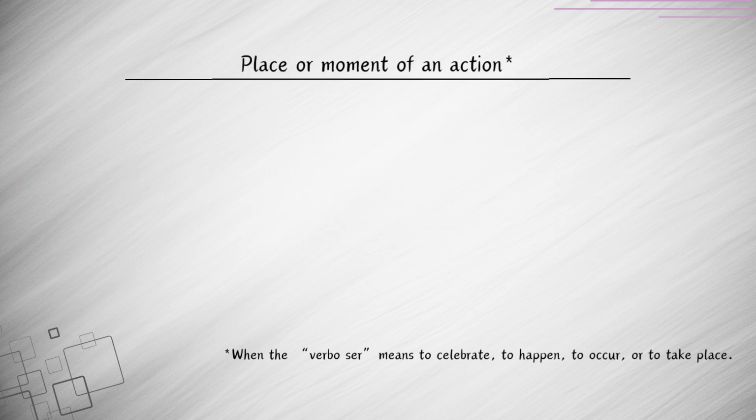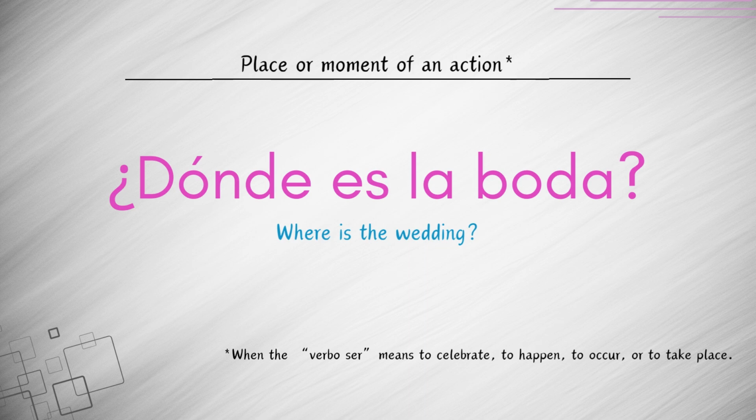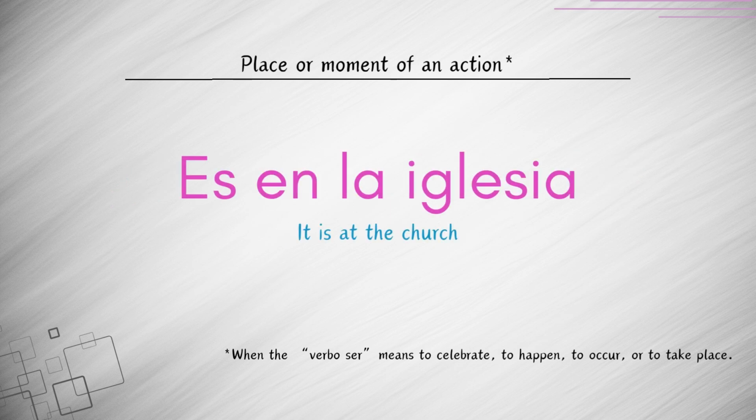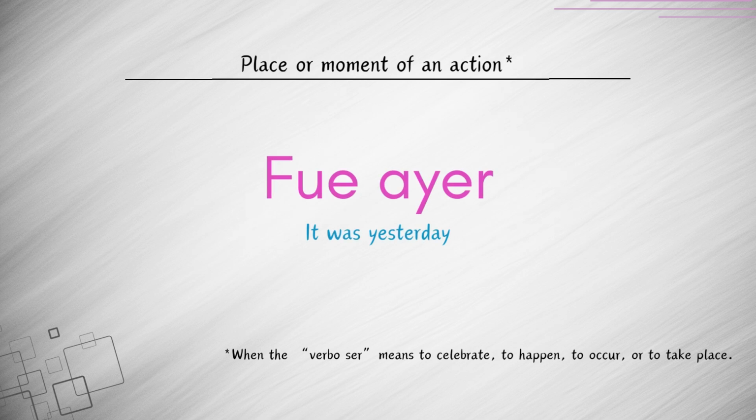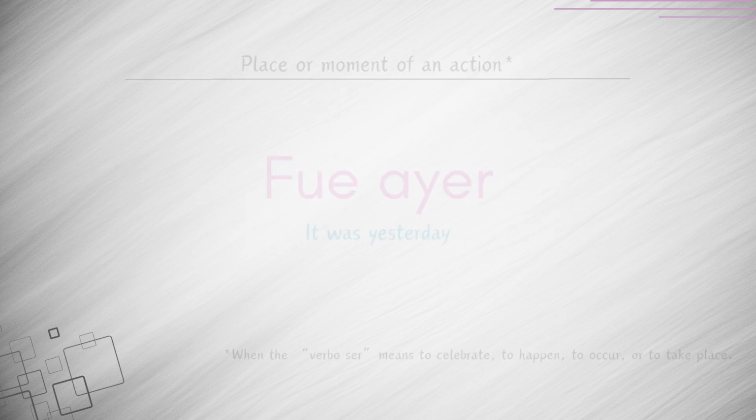You can use the verbo ser to talk about the place or the moment of an action, when the verbo ser means to celebrate, to happen, to occur, or to take place. For example, ¿Dónde es la boda? Where is the wedding? Es en la iglesia. It is at the church. ¿Cuándo fue el desfile? When was the parade? Fue ayer. It was yesterday.